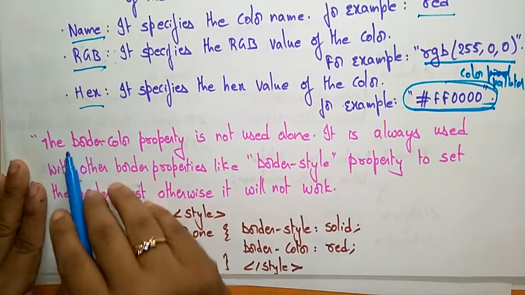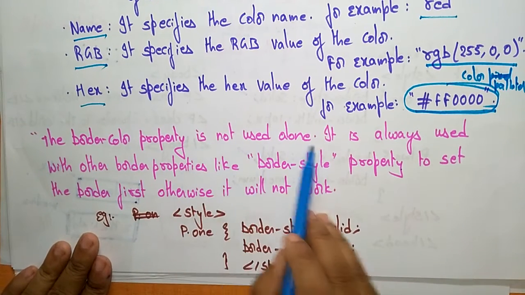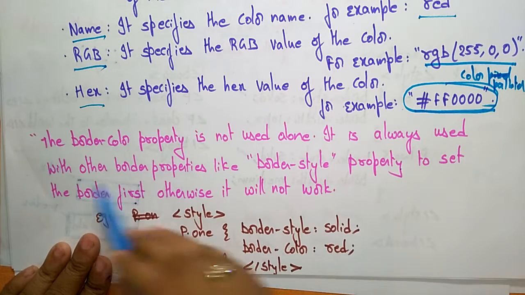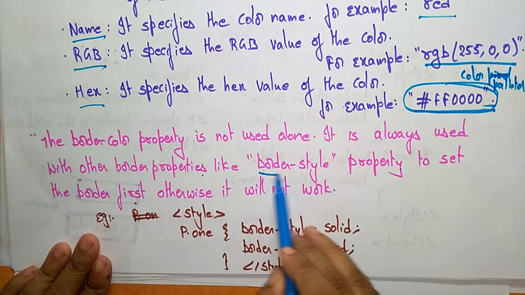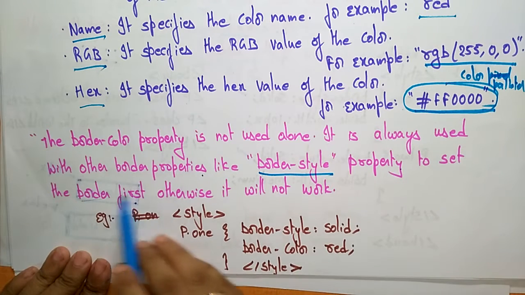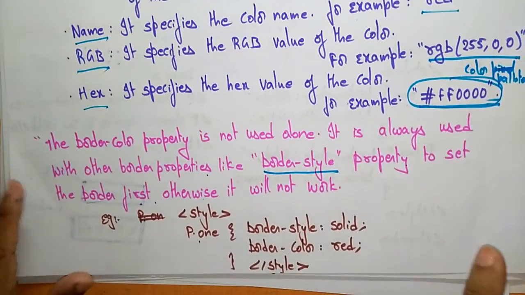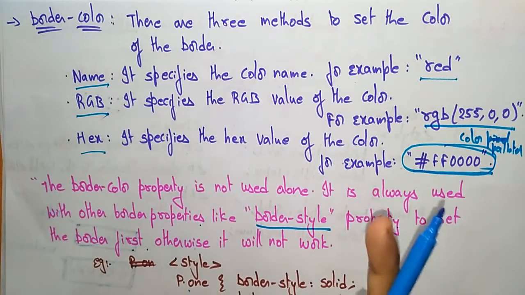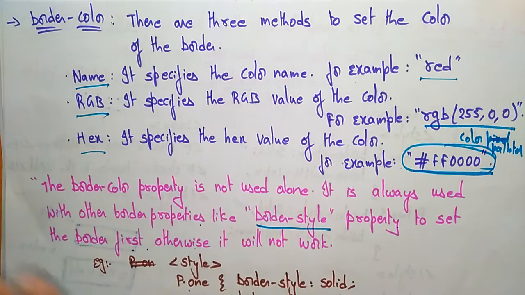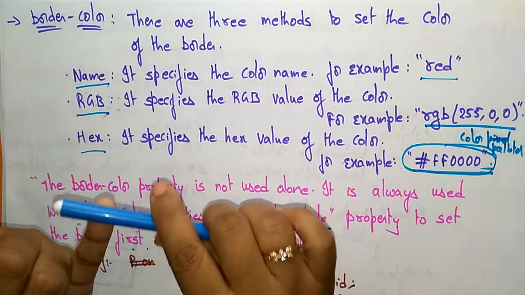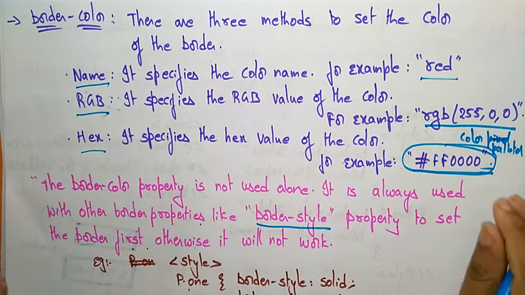With the help of the color palette, you just copy that color and paste whatever color you want. Just select there. The border color property is not used alone. It is always used with other border properties like border style to set the border first, otherwise it will not work. So, p dot border style solid, border color red, and close the style tag. Okay. So these are the cascading style sheet border properties. The border property can be represented with border style, border color, and border width. Thank you.